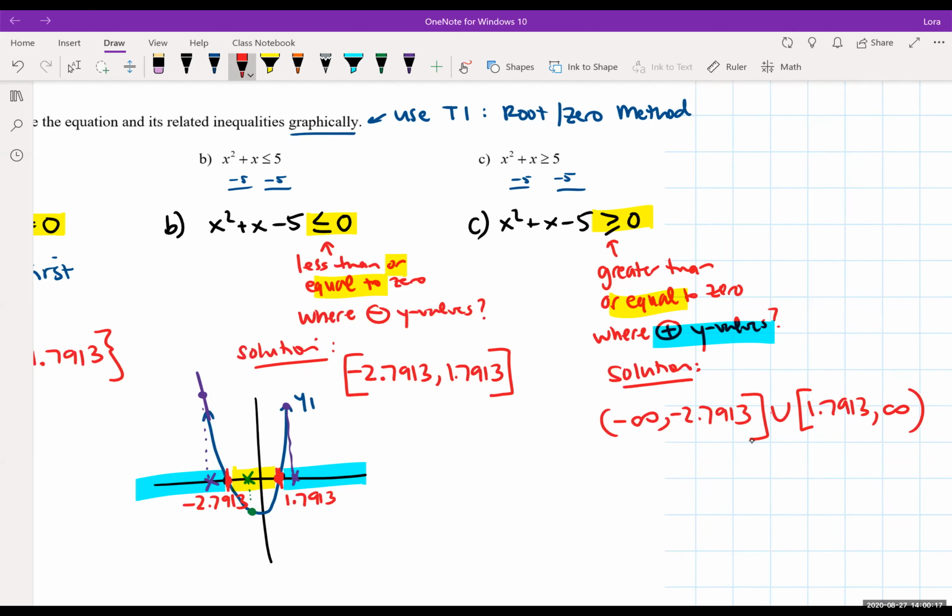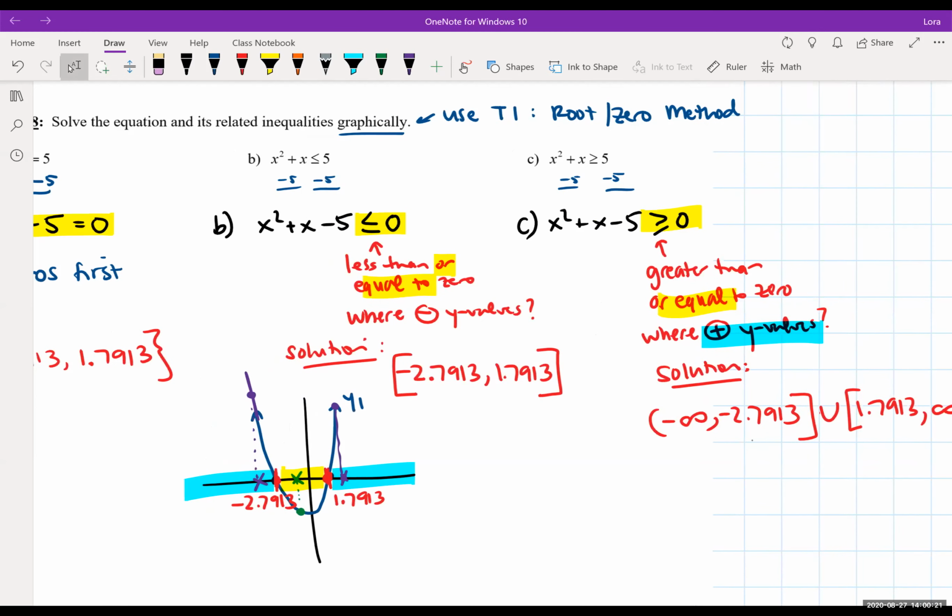And now you have another technique on how to solve quadratic equations and related inequalities graphically. So hope this helps out. See you in the next section.